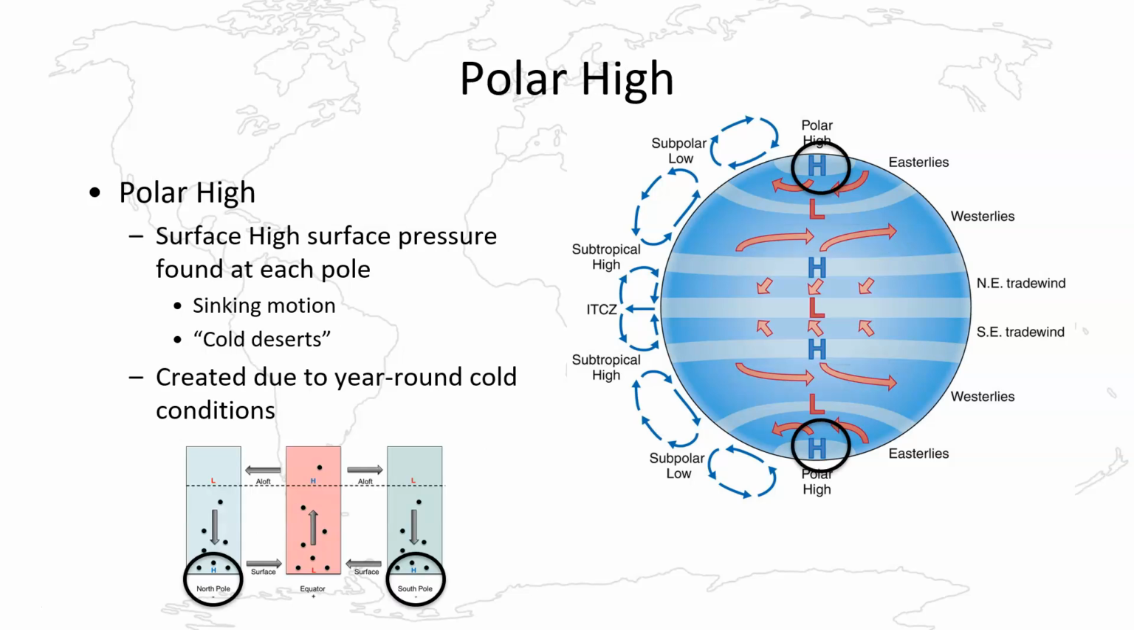The last pressure feature that we have to talk about is the polar highs. There's a surface high pressure system found at the North Pole and at the South Pole. Because it's a surface high pressure system, again, you're going to have sinking motion, and so not a whole lot of precipitation. In fact, this is where you get your cold desert locations on Earth. Sometimes we refer to these as tundras, just really cold, dry areas. The polar high exists due to year-round cold conditions. Like with the equatorial low, we talked about why this feature is created in our one-cell model, and so I've included that at the bottom and actually circled the polar highs that we discovered in that model.